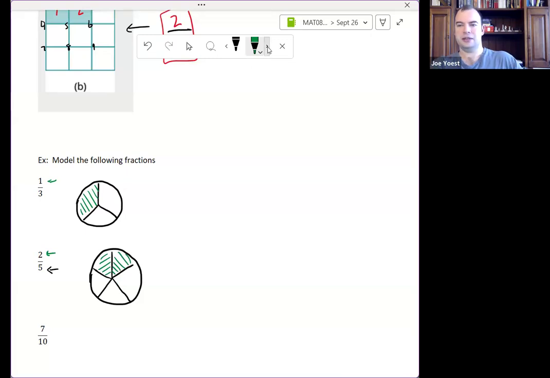So now I see that I can think of 2/5 as this slice and that slice combined, or I could think of it as kind of this whole bigger wedge representing 2/5.